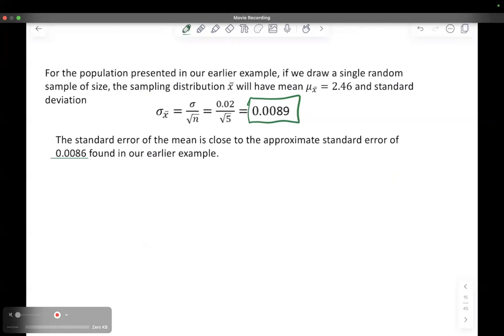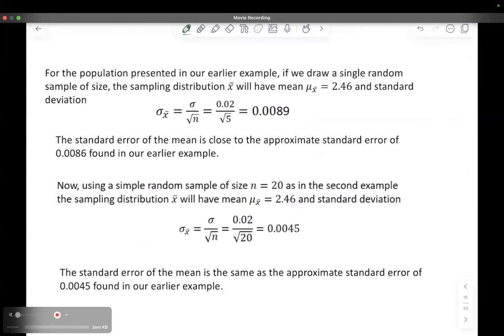So let's take a look when we have a bigger sample size. Let's do a bigger sample size of 20. So with this one, I'm taking the sample size of 20. I still do the population standard deviation divided by the square root of 20, and I get 0.045. When I actually did the math in our example earlier, it is exactly the same. So as your sample size gets bigger, it becomes closer and closer to that average. Big sample sizes are good. We want bigger sample sizes. Those are important.